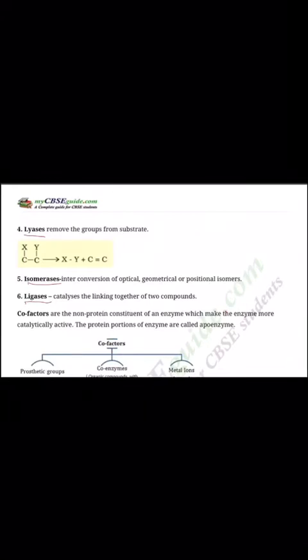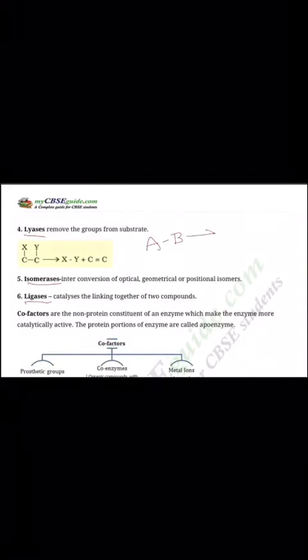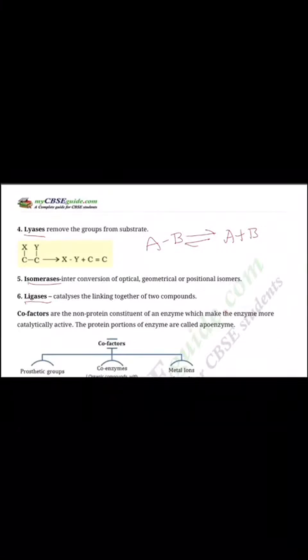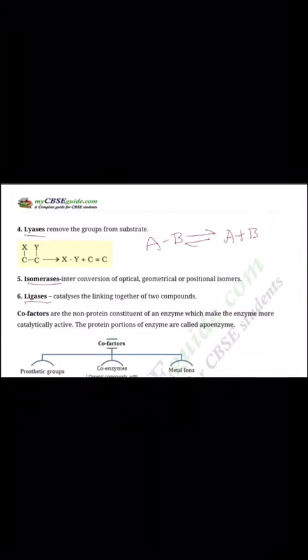Like here you can see C and X-Y, here you can see the ligases being formed. Ligases. In the ligases, A-B, it is reversible, and the reversible reaction becomes A plus B. So here, reverse reaction. It promotes the removal of a group from the substrate to leave a double bond, or catalyzes its reverse reaction. So this is the function.